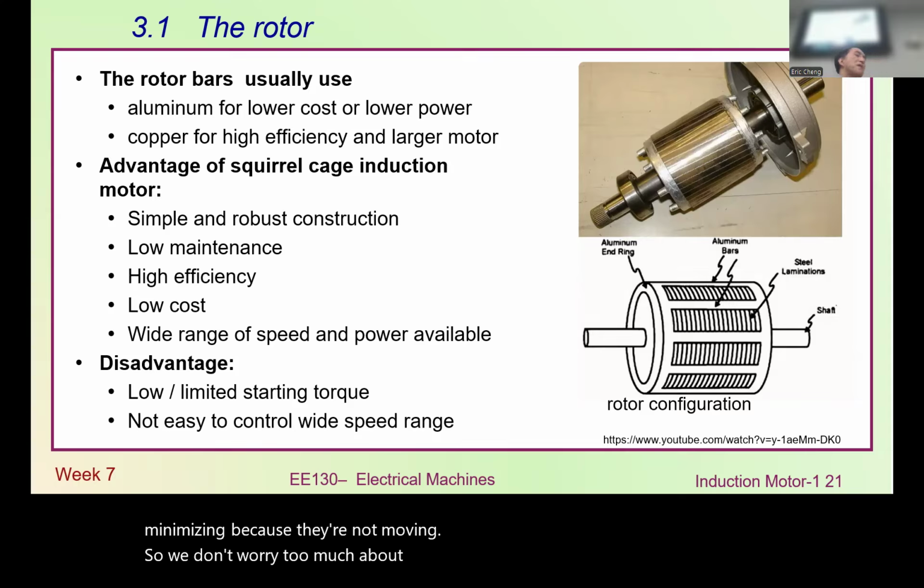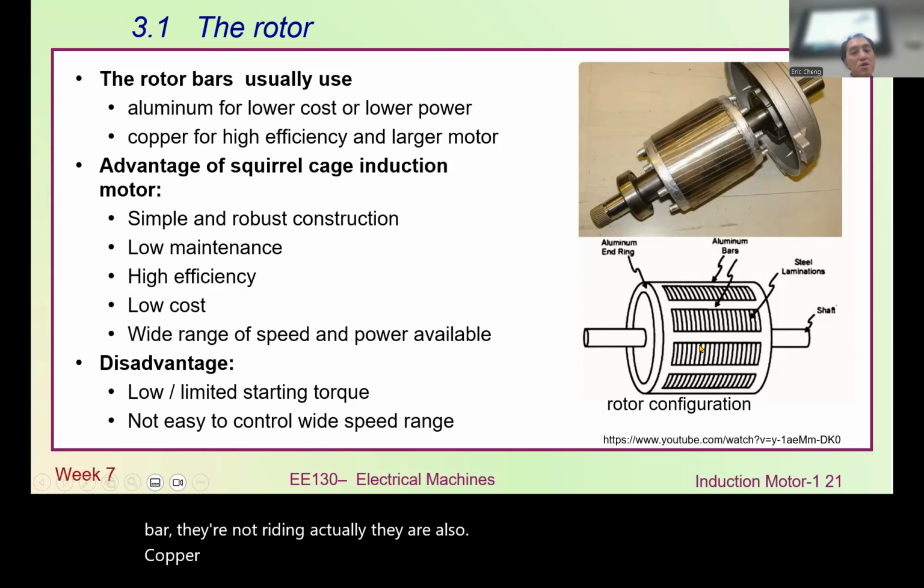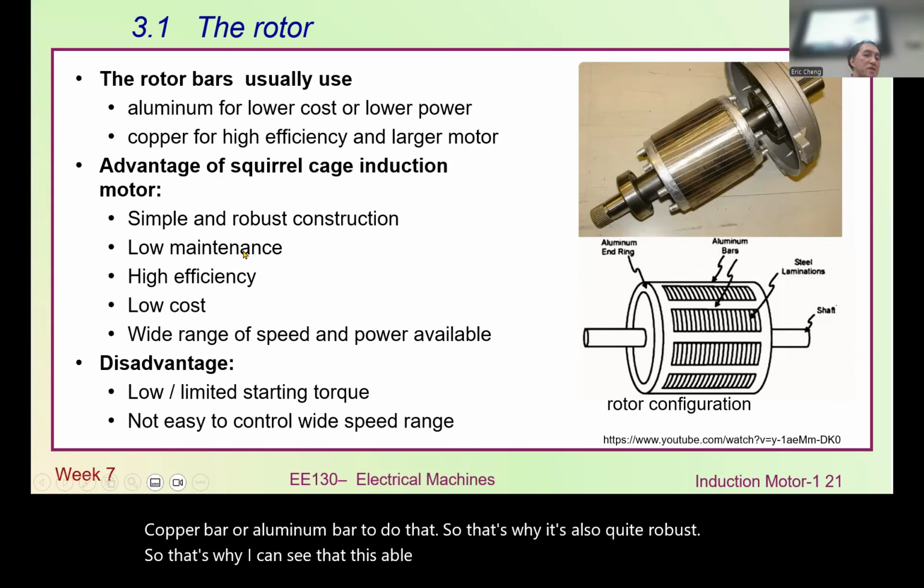But for the rotating part, we only have these bars, not windings. Actually, they are copper bars or aluminum bars. So that's why it's also quite robust. So this is able to give us low maintenance, low cost, and easier construction.